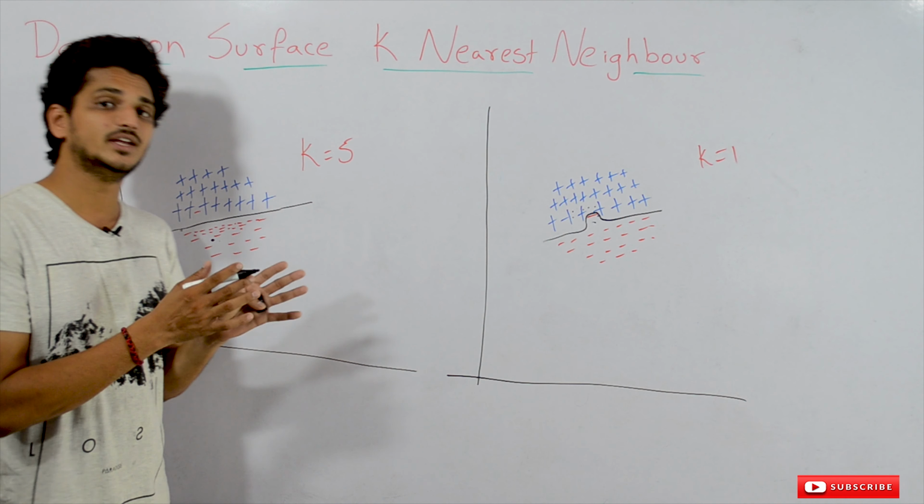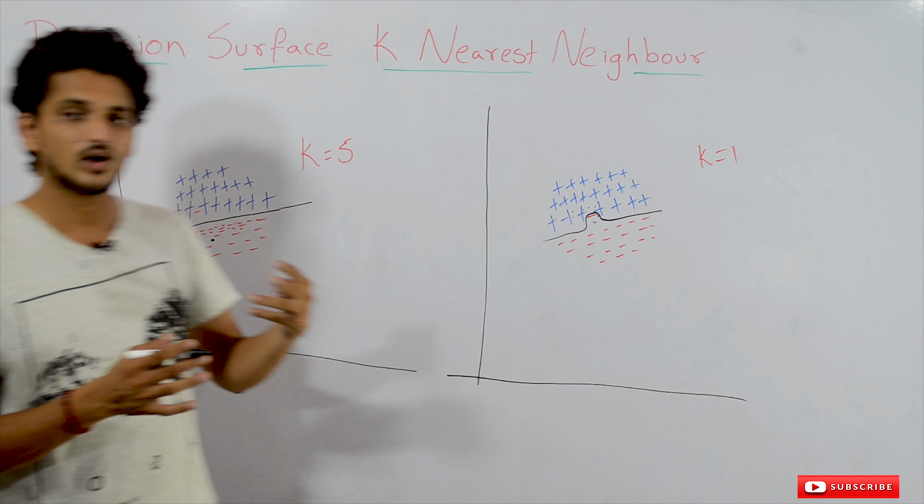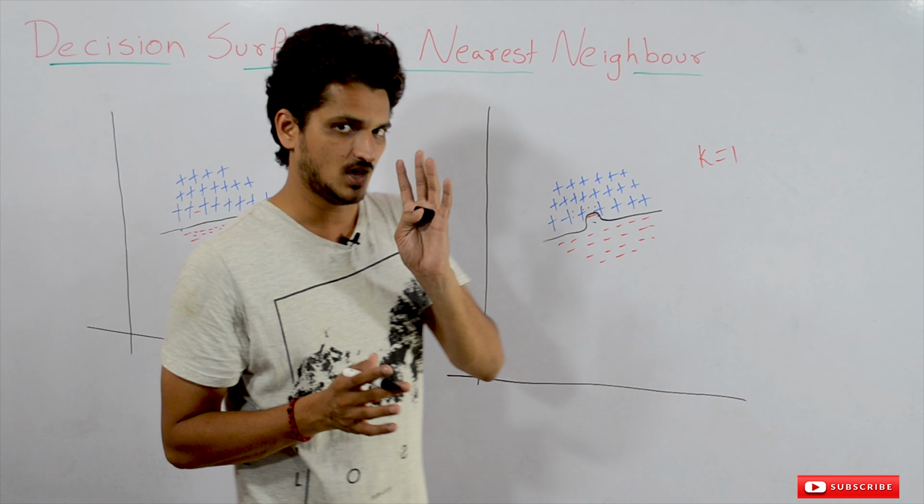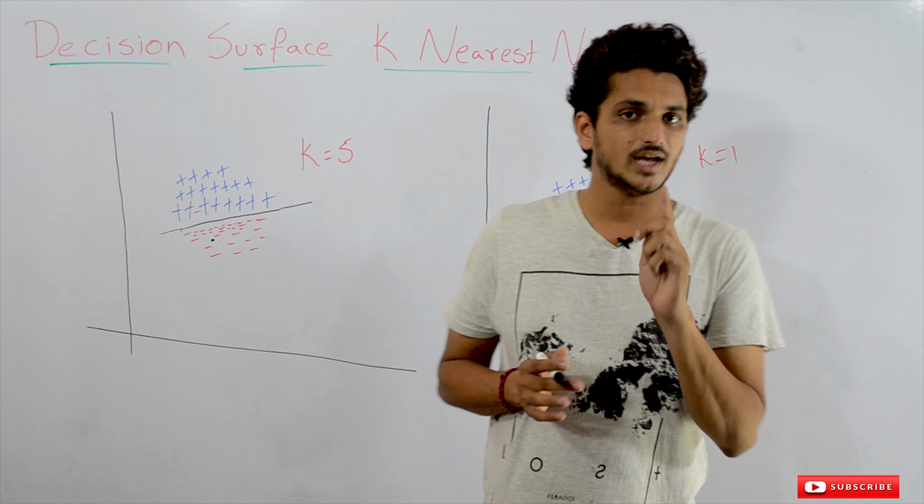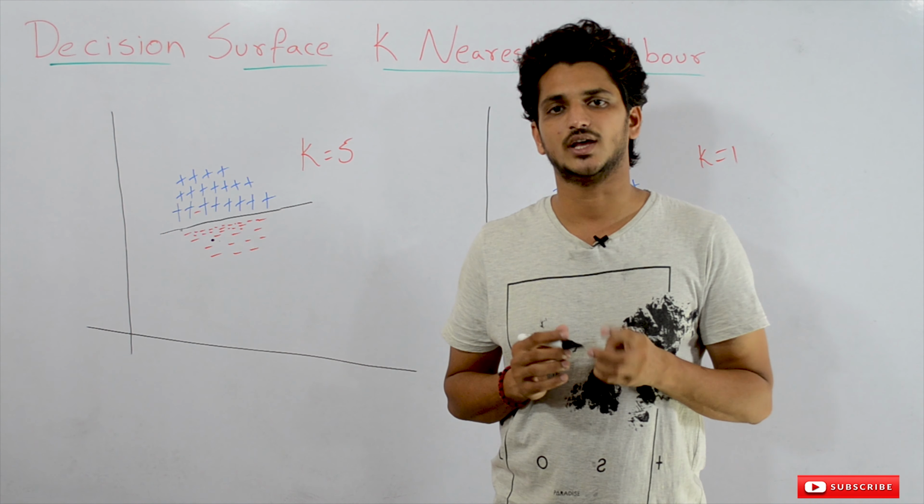So this graphical intuition will help a lot in understanding our next concepts. What are those? Underfitting and overfitting concepts in k nearest neighbors.